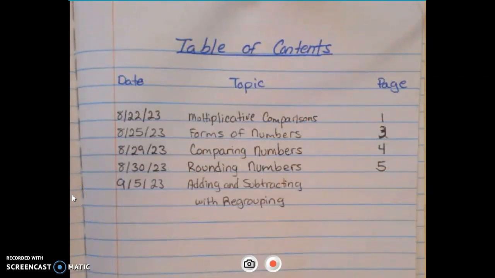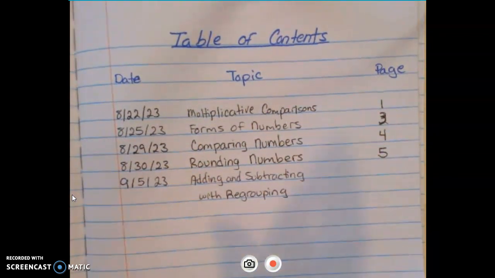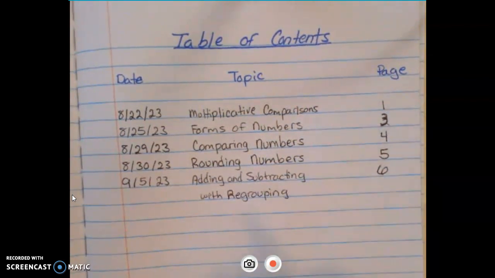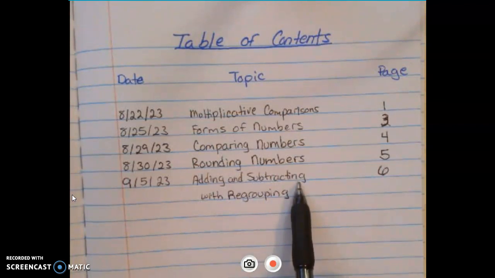Today we are going to look at adding and subtracting with regrouping. This is my page 6. Today's date is September 5th. So on your table of contents, adding and subtracting with regrouping. Remember to pause this video as you need to.